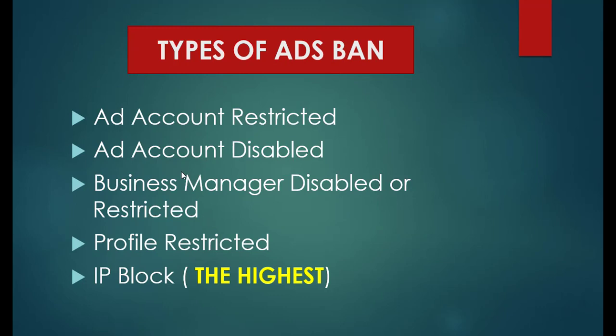Types of bans we normally see as advertisers. Sometimes we get our account restricted, we get our account disabled, we get our business manager disabled or restricted. Another one is profile restricted. Another one is an IP block, which is the highest ban you can receive from Facebook. When this one occurs, the IP block, there's no way you can use Facebook again to advertise your business online.